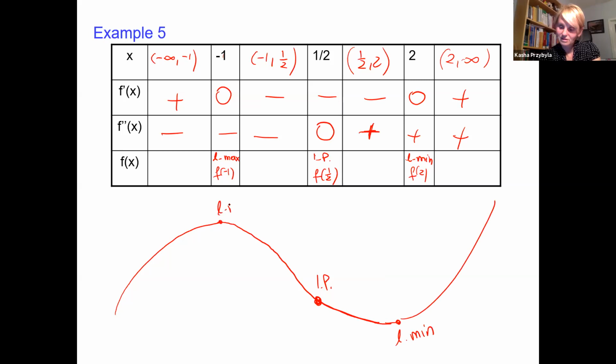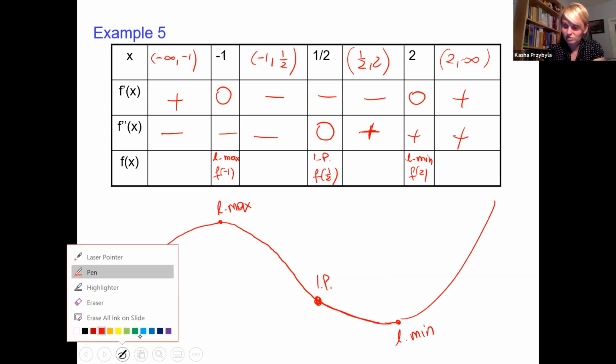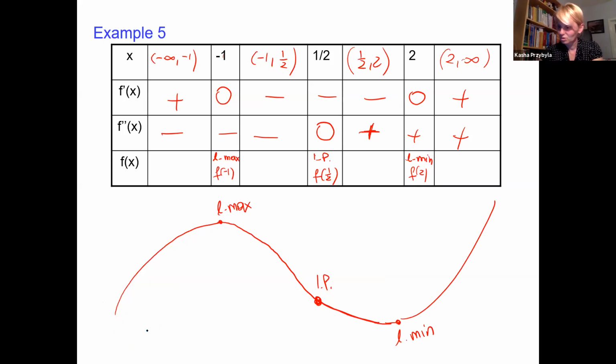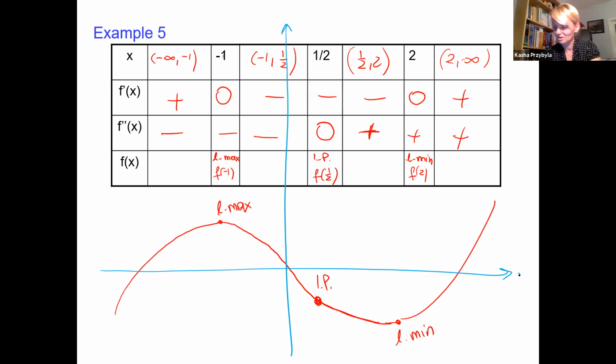We can nicely combine the increasing and decreasing. Of course, I still don't know how high because I didn't compute the values, but maybe I can add where 0 actually is. 0 could be somewhere here. I don't know exactly, but this will be 2, this is 1/2, this is negative 1.